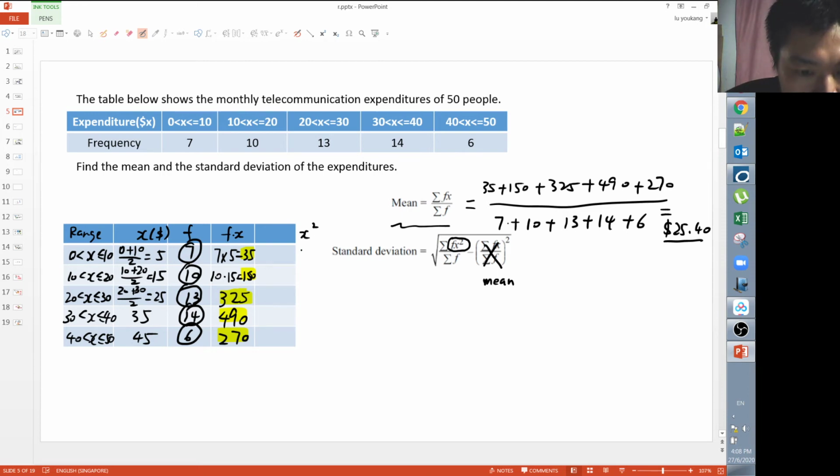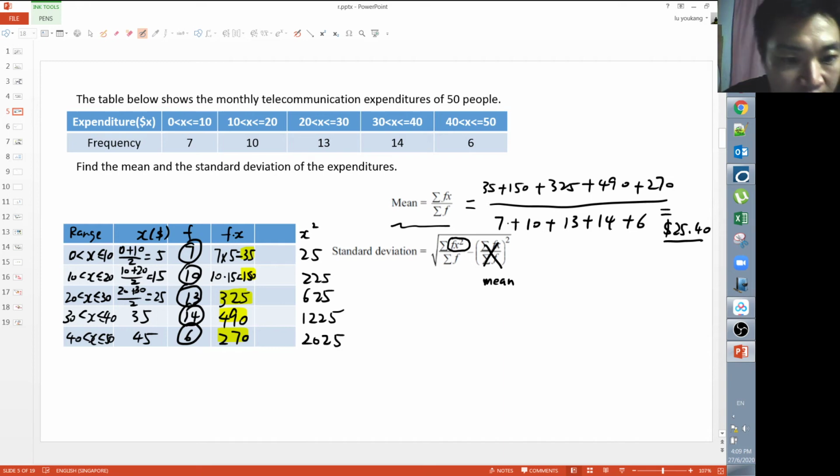So my x squared is 25. Alright, and then over here is 15 times 15, 225. Right, and then 25 times 25, 625. 35 times 35, what do you get? So you can use your calculator. So 35 times 35, that's 1225. Last but not least, 45 times 45, that will be 2025.